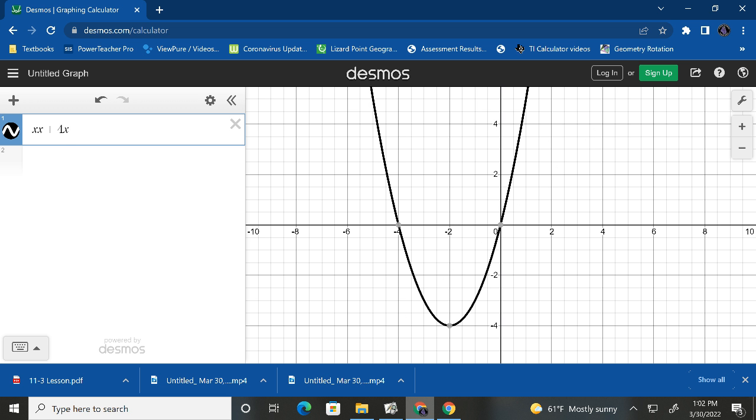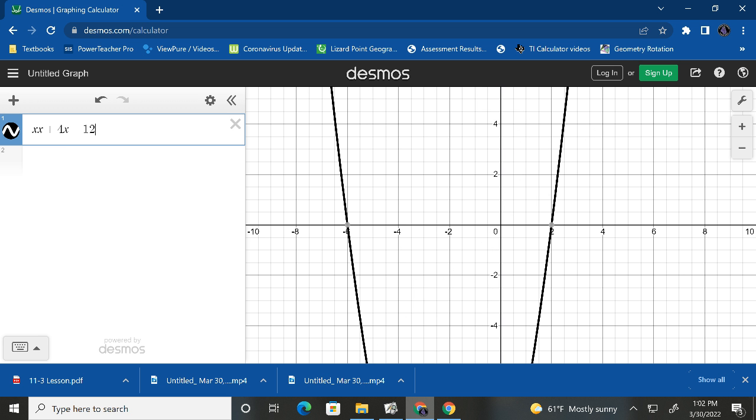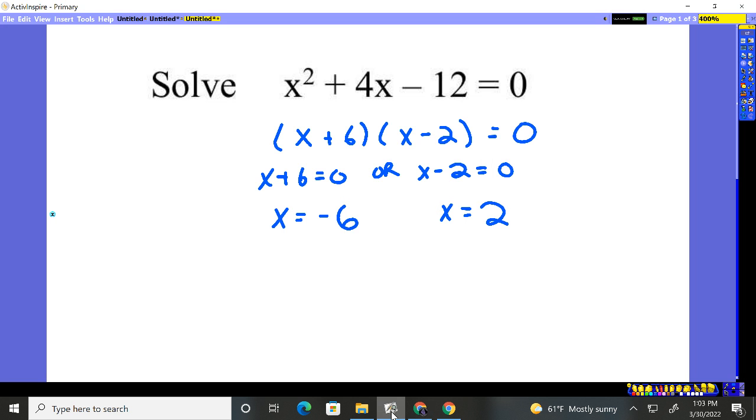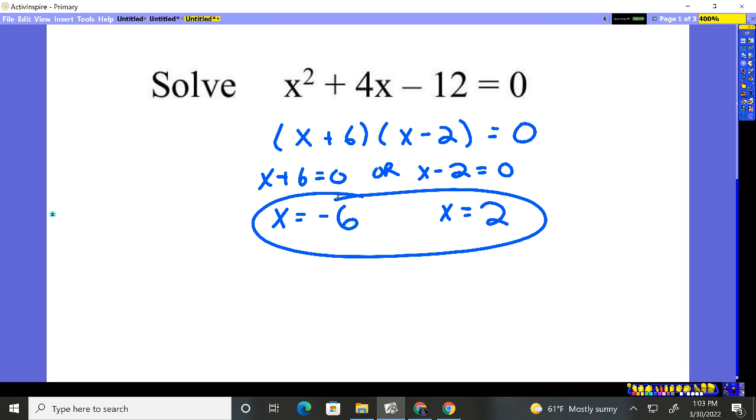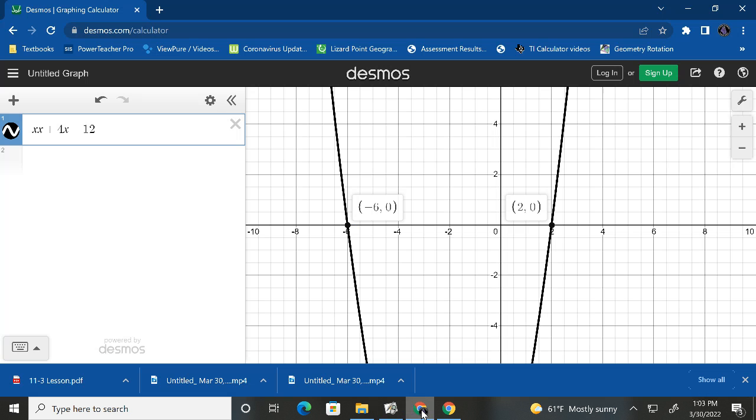Then plus 4x. Look at the picture forming. And then we had minus 12. Now look at the picture. Notice that right here, where it crosses at a height of 0, that's why we have it set equal to 0. At a height of 0, it has an x value of negative 6 and an x value of what? 2. Those were our solutions back here, weren't they? Yes. So we can graph it.